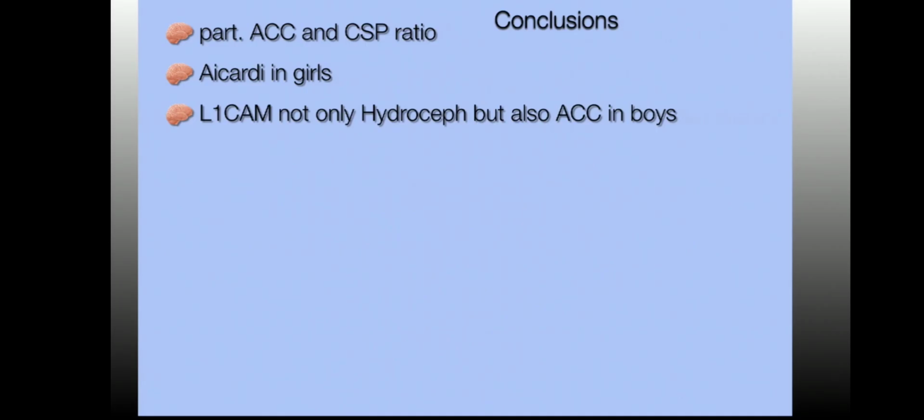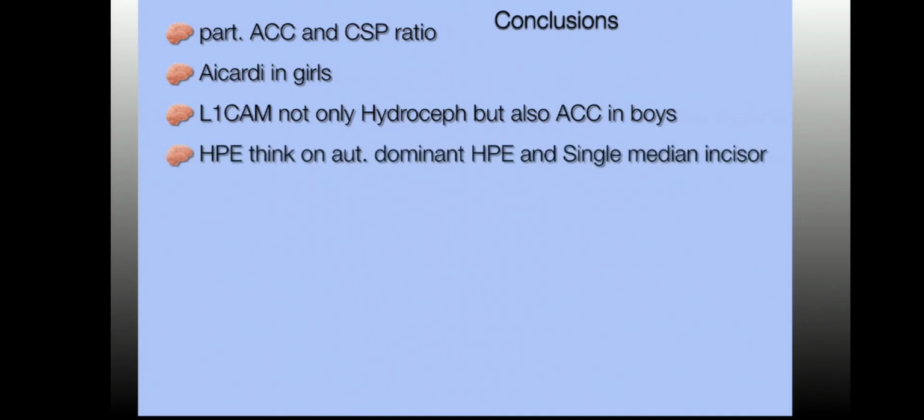If you forgot some or you were sleepy, it is a summary again. So first of all, I discussed with you the partial agenesis of corpus callosum, showed you the CSP ratio as a hint for looking at the corpus callosum in cases of partial agenesis. I told you about Aicardi syndrome in girls, typically with cysts, eyes, and polymicrogyria. L1 CAM is not only in hydrocephaly, but also in ACC in boys.